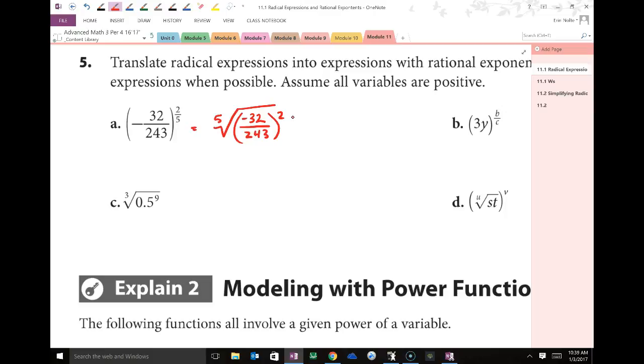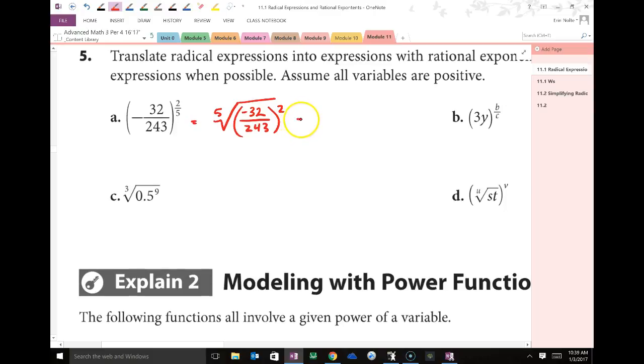Think you can do this without a calculator? Okay, so let's start by using the 5th root. You still gotta think 5th root. So we're gonna try 5th rooting this fraction. All we're gonna do is take the 5th root of the top and the 5th root of the bottom. So anybody know what the 5th root of negative 32 is?